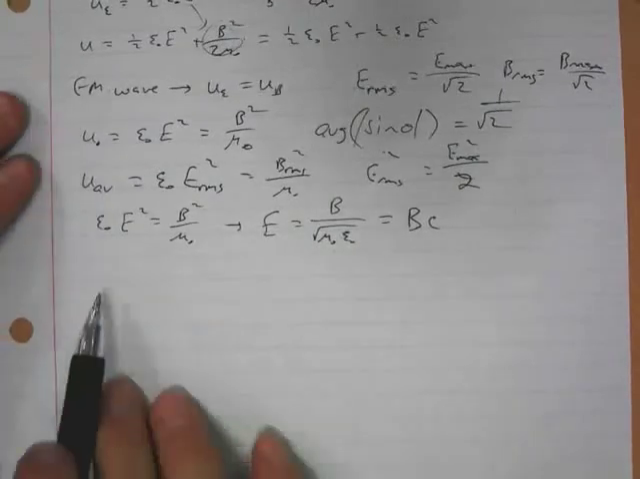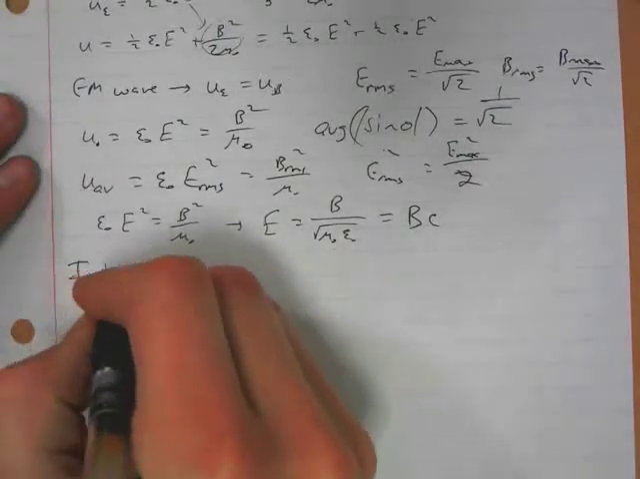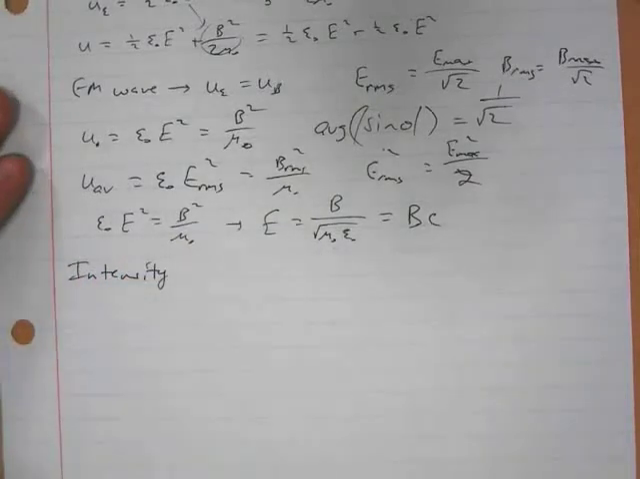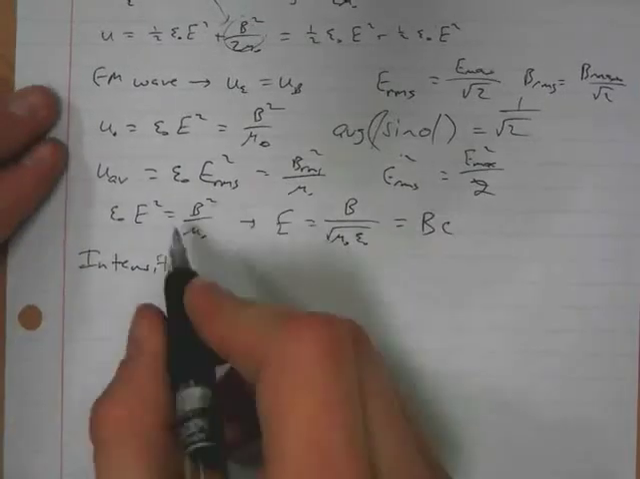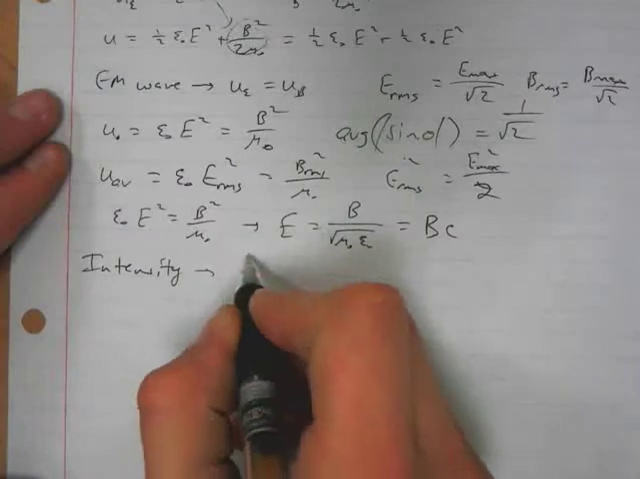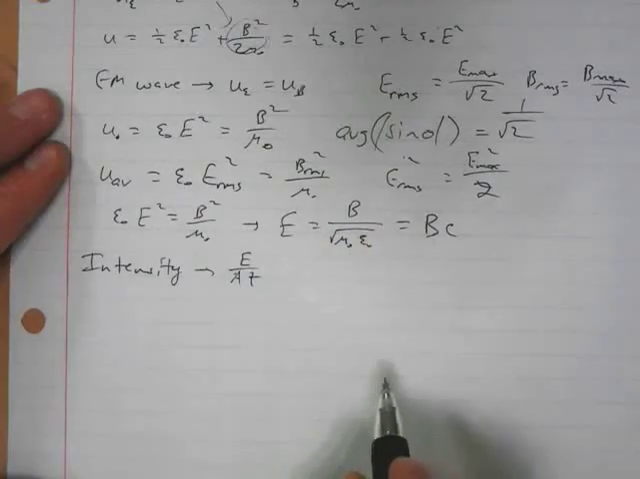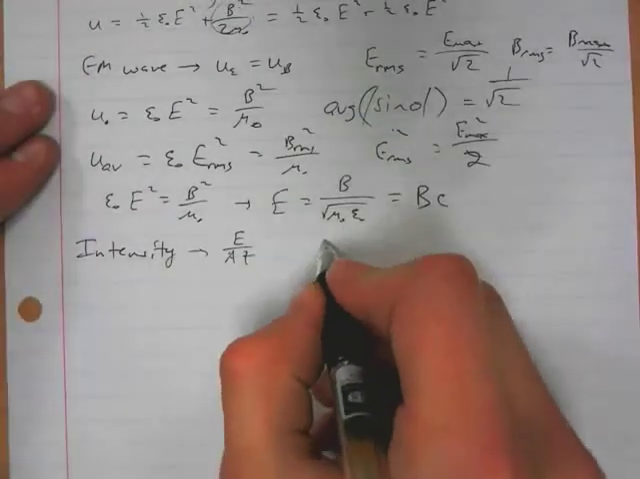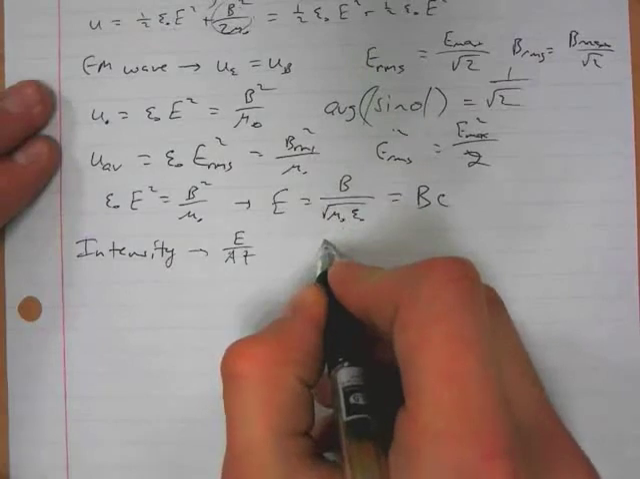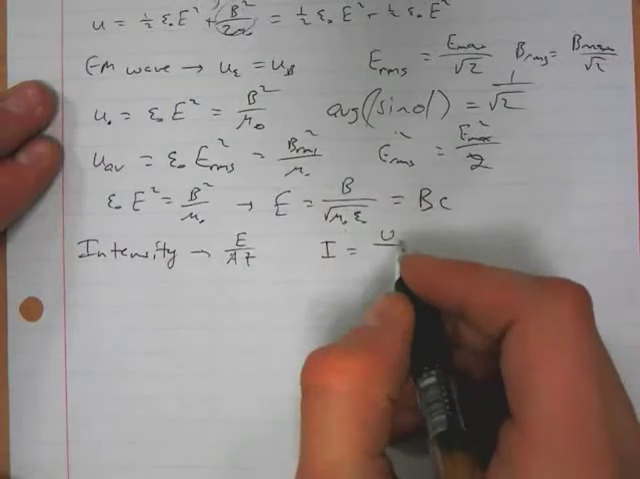Now there is a physical quantity that's very important with electromagnetic waves, and that's intensity. For visible light, the intensity tells you how bright a light is. Intensity is defined as an energy per area per time. So the intensity is energy per area times time.